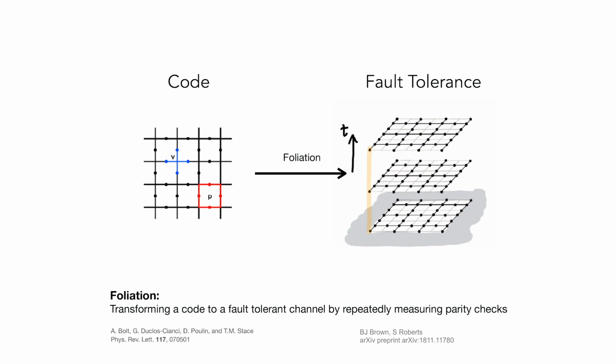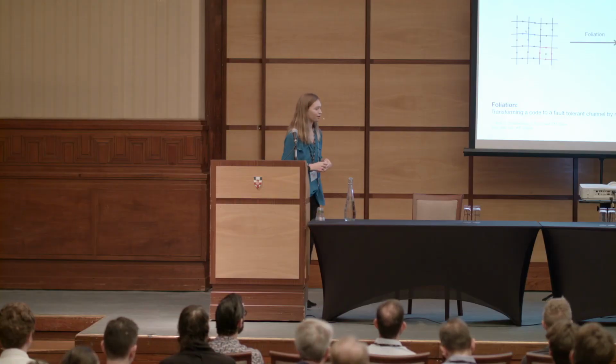So they were talking about the measurement-based setting. This is the process of creating these repeating layers of a code, repeatedly measuring the same set of parity checks to build up a fault-tolerant scheme. And then more recently, it's been shown that it can also be done for anything which doesn't need to be a CSS code, by Ben Brown and Sam Roberts.